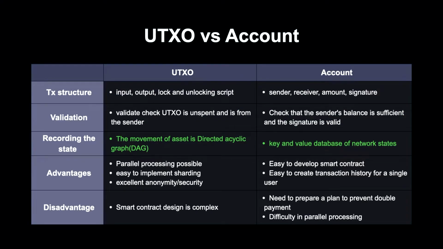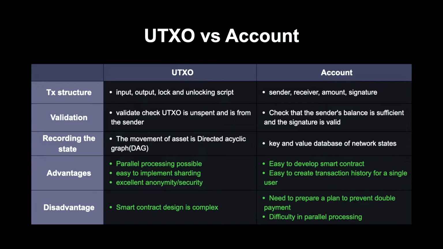And for recording the state, in UTXO the movement of assets is a directed acyclic graph. And the owner's balance is the sum of all the UTXOs. Unlike UTXO, the account model is recorded as a key and value database of network states. And you can see the balance just by checking the account balance of a user.